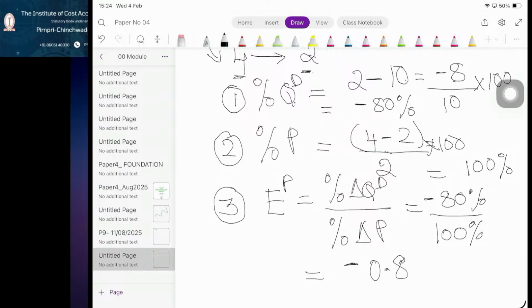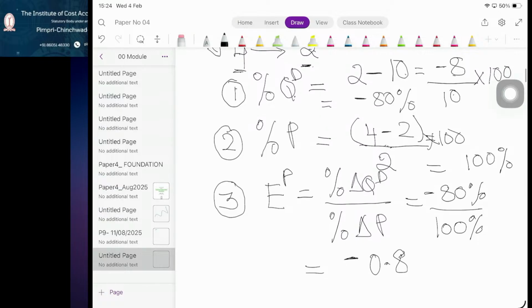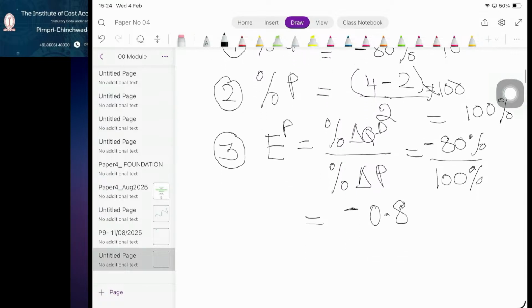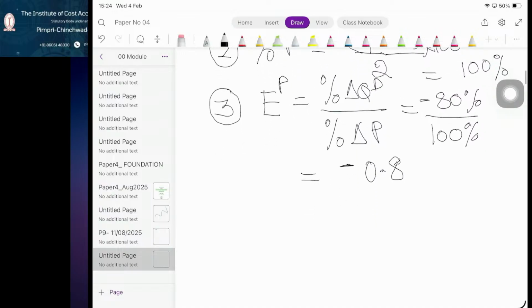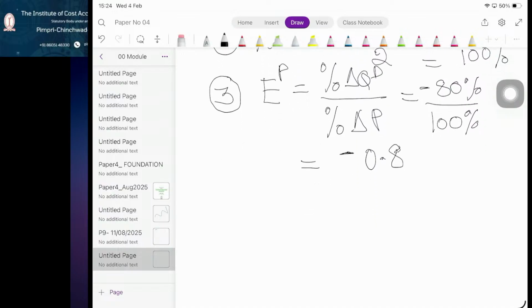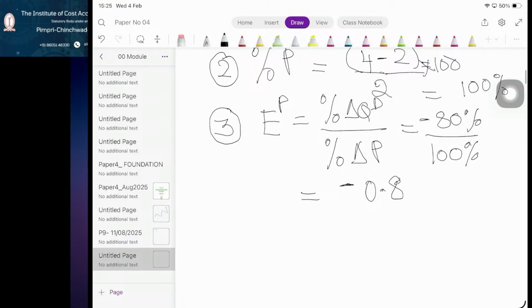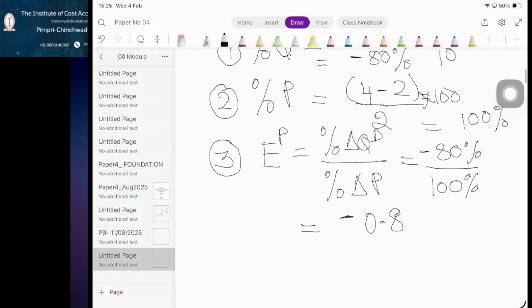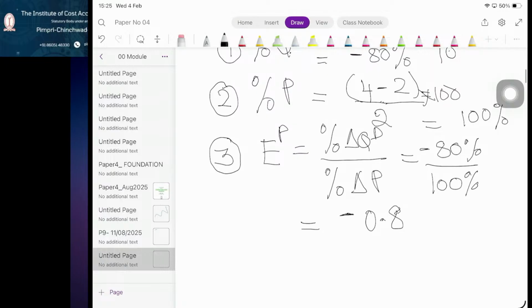Hello? Can anyone just confirm that you are able to follow this? Hello? You have understood this? Anushka, Ishwari, Sandhya, any one of you? Have you got this calculation? Okay, thank you. Thanks a lot.